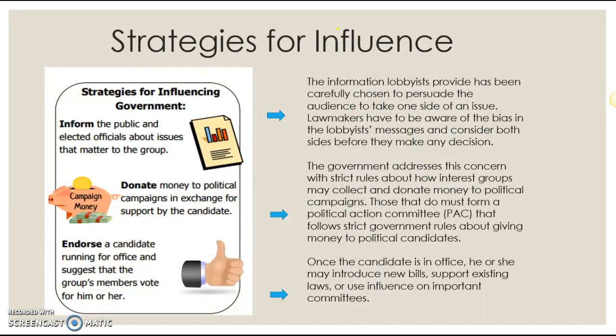Here are several ways in which interest groups can influence government. The first one is informing the public and elected officials about issues that matter to the group. The information lobbyists provide has been carefully chosen to persuade the audience to take one side of an issue. Lawmakers have to be aware of the bias in the lobbyists' messages and consider both sides before they make a decision.